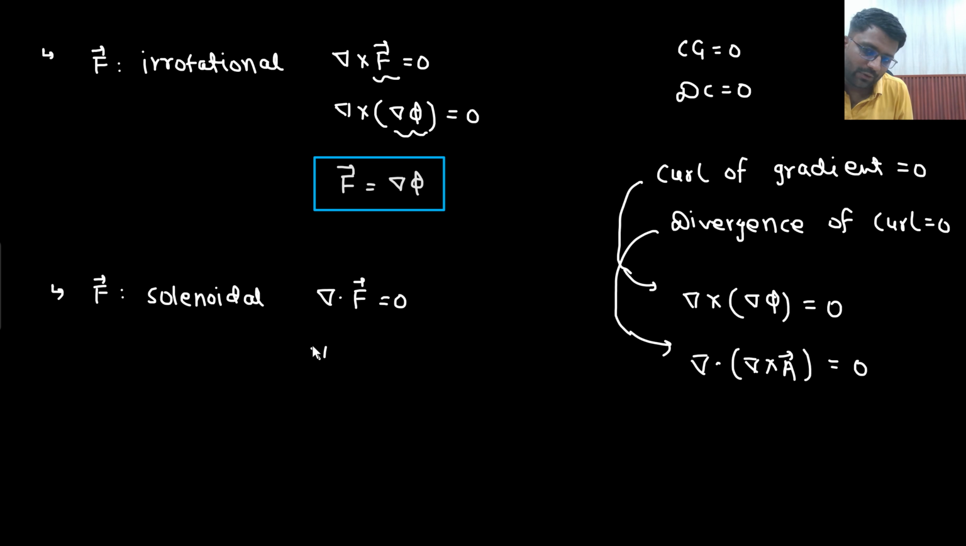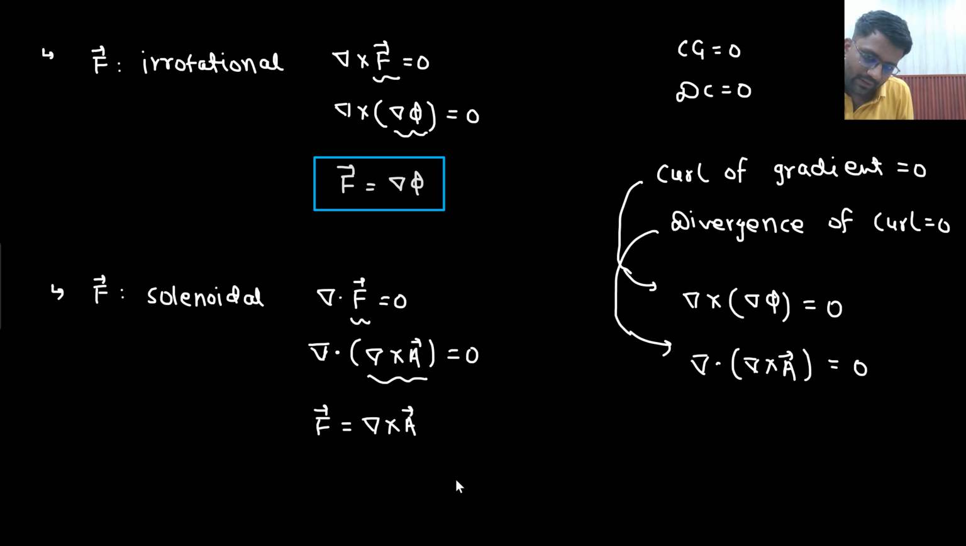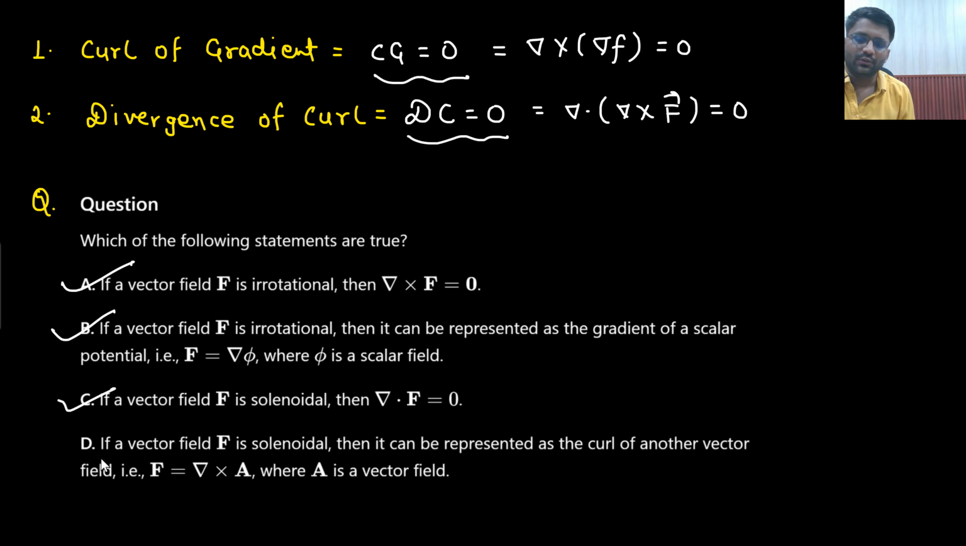So from here what you can see, sir, divergence of curl of A equals 0. So if you compare, F is coming out to be the same as del cross A. That means if your vector field is solenoidal, then you can write down F as del cross A. So if your vector field F is solenoidal, then it can be represented as the curl of another vector. That means option D is correct.